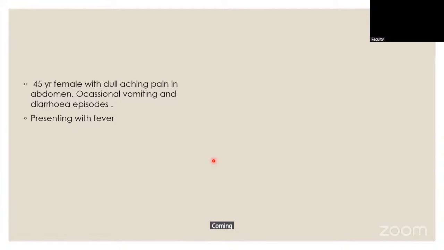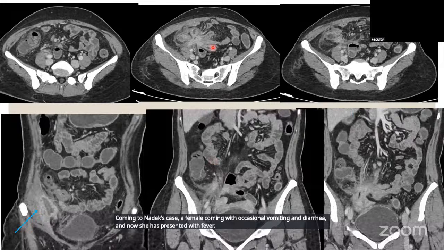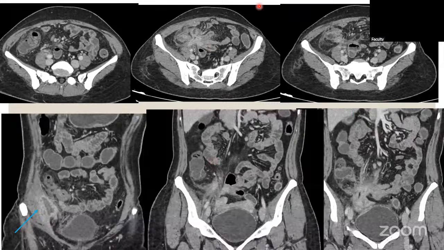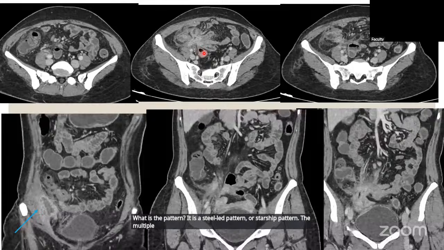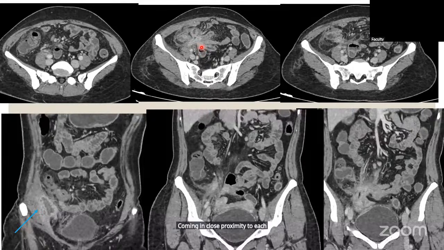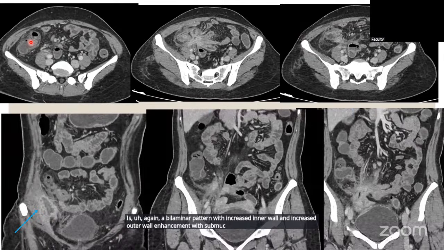Coming to the next case, a female coming with occasional vomiting and diarrhea, and now she has presented with fever. If you look at this particular loop over here, what is the pattern? It is a stellate pattern or star-shaped pattern. The multiple small bowel loops are coming in close proximity to each other with adherence. The enhancement pattern of this bowel loop is again a bilaminar pattern with increased inner wall and increased outer wall enhancement with submucosal edema. Also, there is presence of a collection adjacent to the inflamed bowel loop, which is extending in the muscle.